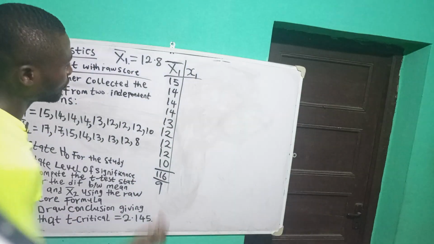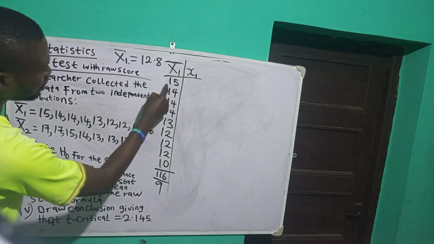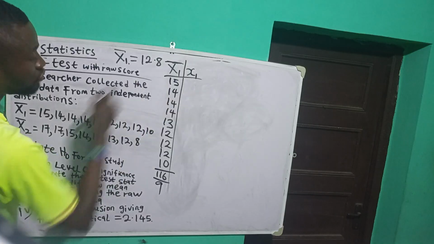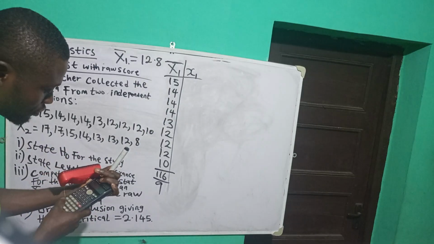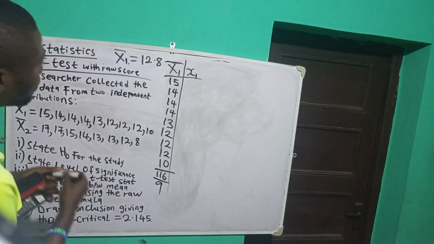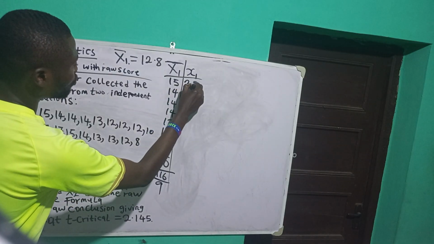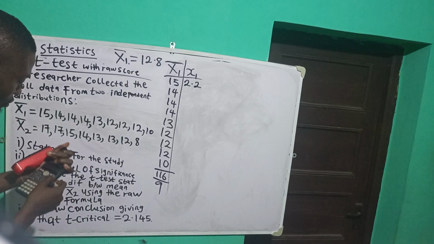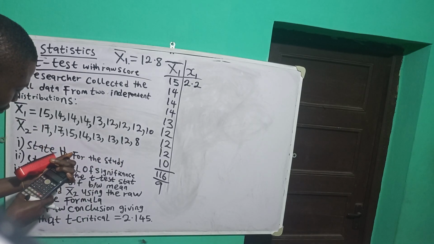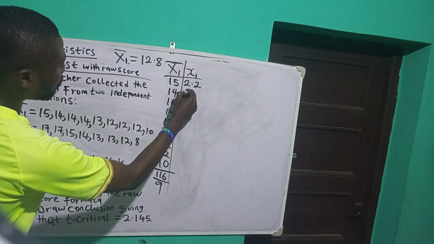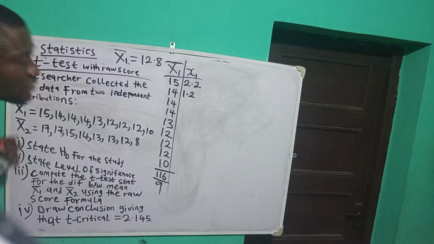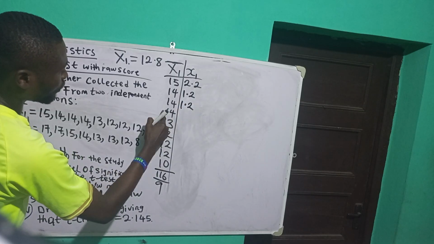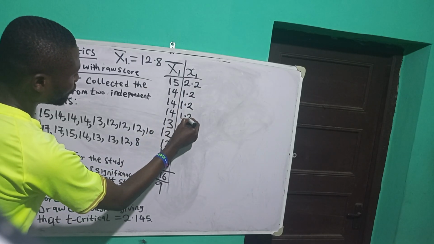How do we get the numbers that will be here? All these numbers, you subtract them from 12.8. For example, 15 minus 12.8 will give you 2.2. So you have 2.2 here. 14 minus 12.8 will give you 1.2. Then this 14 minus 12.8 will still give you 1.2, and 14 minus 12.8 is 1.2.